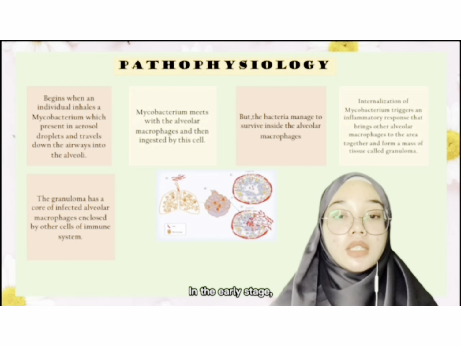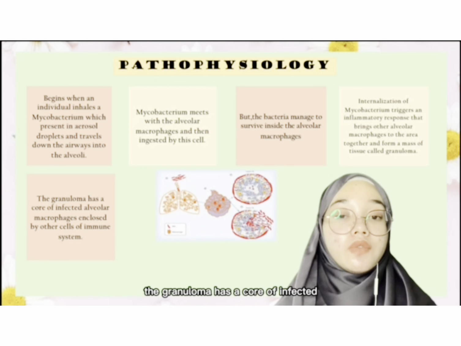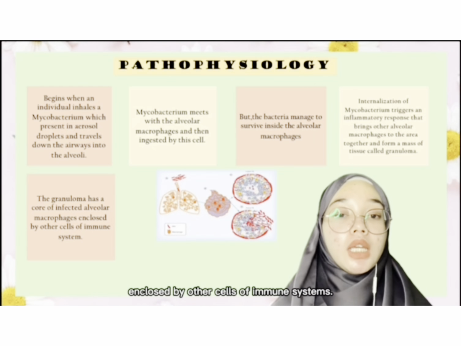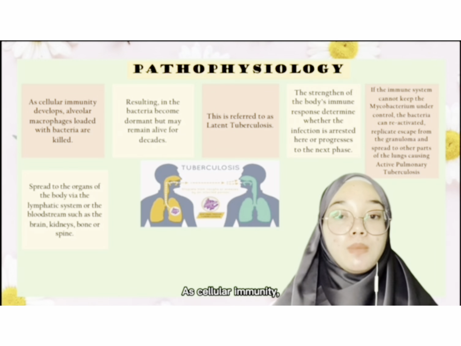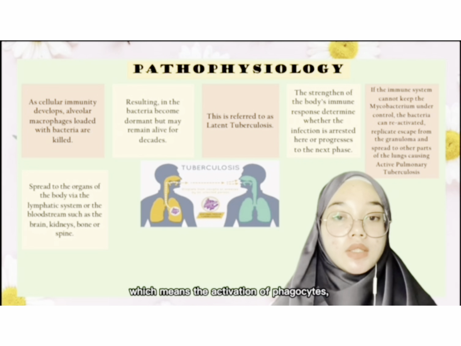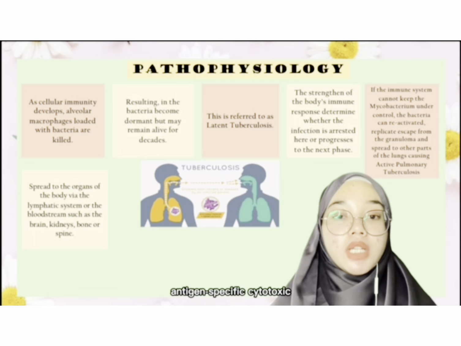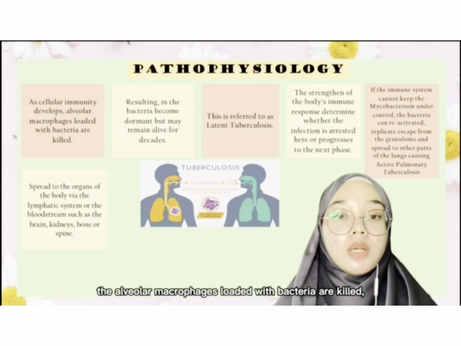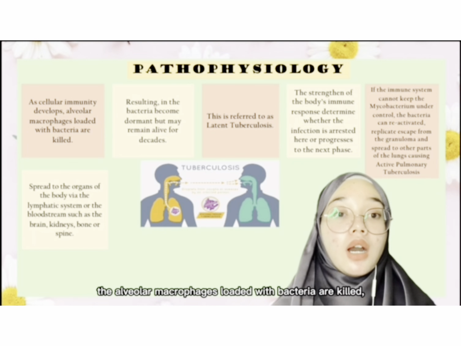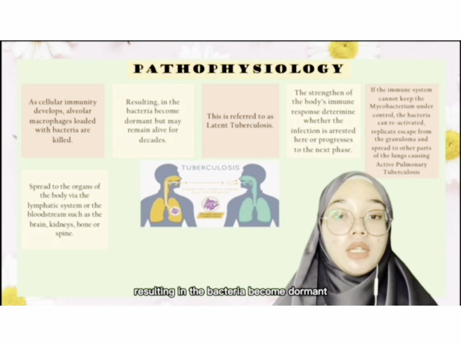In the early stage, the granuloma has a core of infected alveolar macrophages enclosed by other cells of the immune system. As cellular immunity, which means the activation of phagocytes and antigen-specific cytotoxic T lymphocytes, develops, the alveolar macrophages loaded with bacteria are killed, resulting in the bacteria becoming dormant but may remain alive for decades. This is referred to as latent tuberculosis.